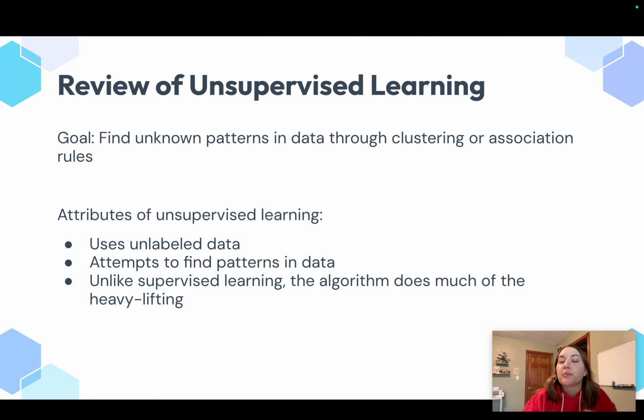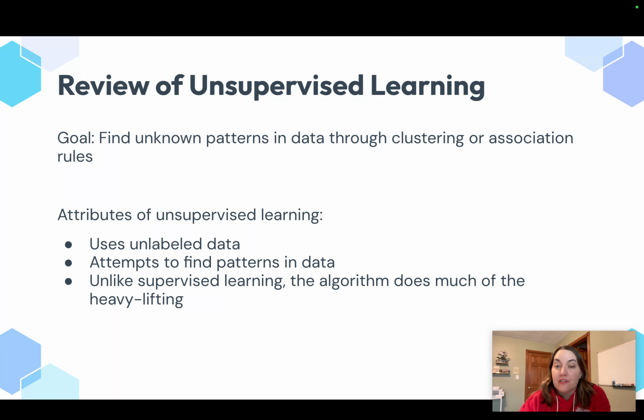So again, review of unsupervised learning. We're finding unknown patterns, unknown to us, in data through clustering or association rules. We're focused in on clustering. Some attributes: it uses unlabeled data, which means that the columns have column names, but we don't have individual rows labeled. So like in our previous examples, the wines were labeled as good quality or bad quality. In the case of unsupervised learning, we would essentially say, here are all of our wines. What sort of patterns are going on here? What sorts of wines are similar to each other and different from others?